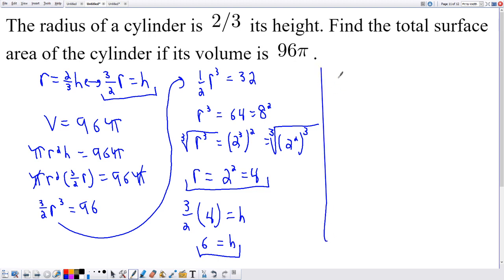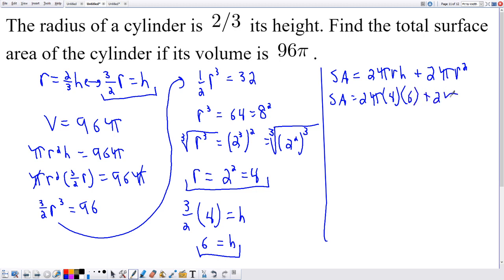So surface area is equal to that lateral area. Now the lateral area was, we discovered, 2 pi r h, and then plus the two bases of the cylinder, 2 times pi r squared. So just fill in the variables. We have 2 pi 4 and 6 plus 2 pi 4 squared.